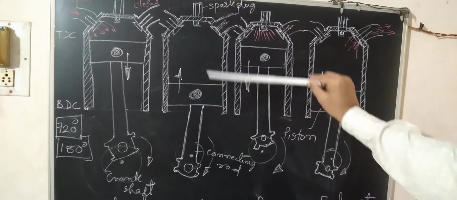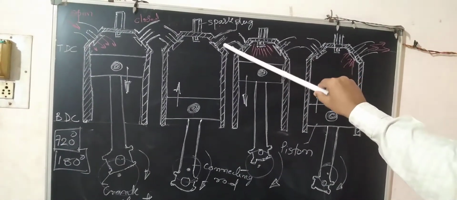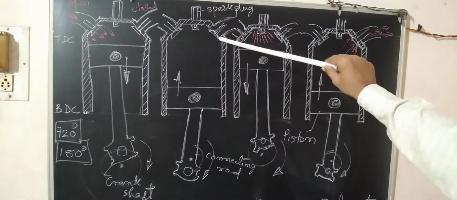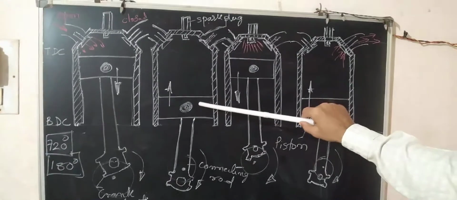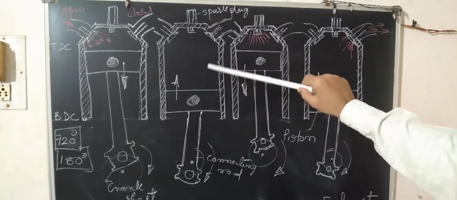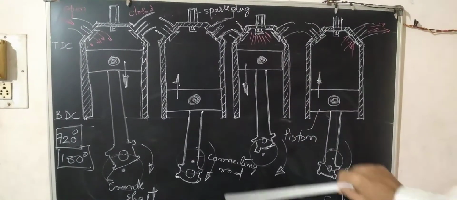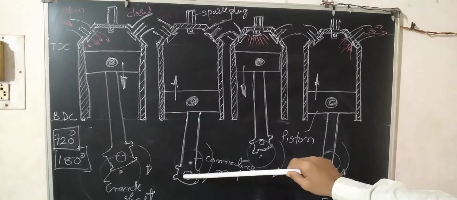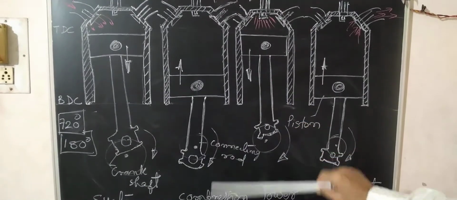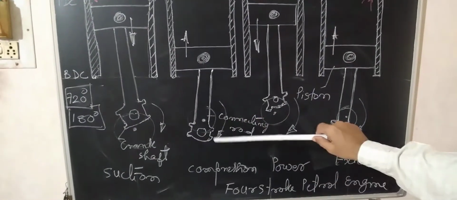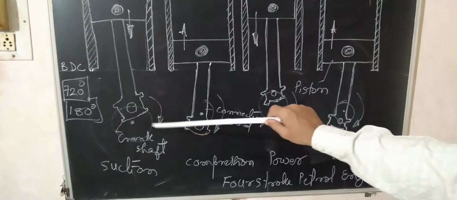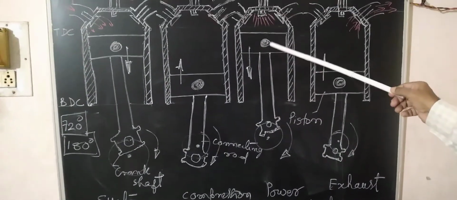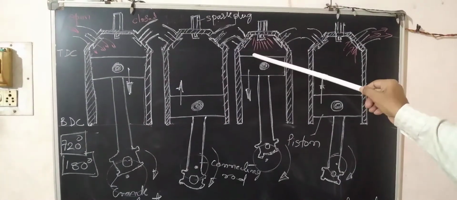Now in the second stroke, the inlet valve and exhaust valve are both closed and the piston moves from bottom dead center to top dead center. In this stroke, the air fuel mixture is compressed as the piston moves from BDC to TDC and the crankshaft rotates 180 degrees. So 180 plus 180 is 360 degrees of rotation of the crankshaft. 2 strokes are completed.